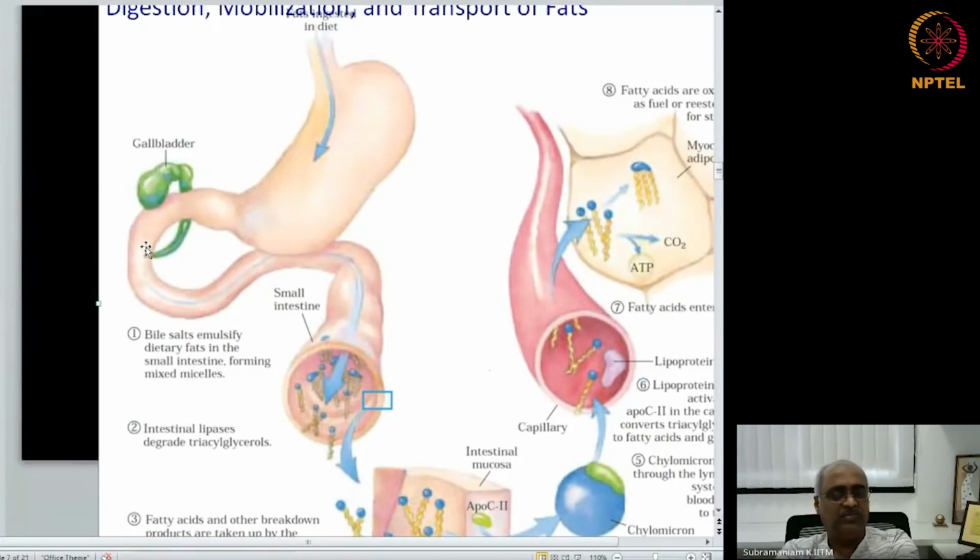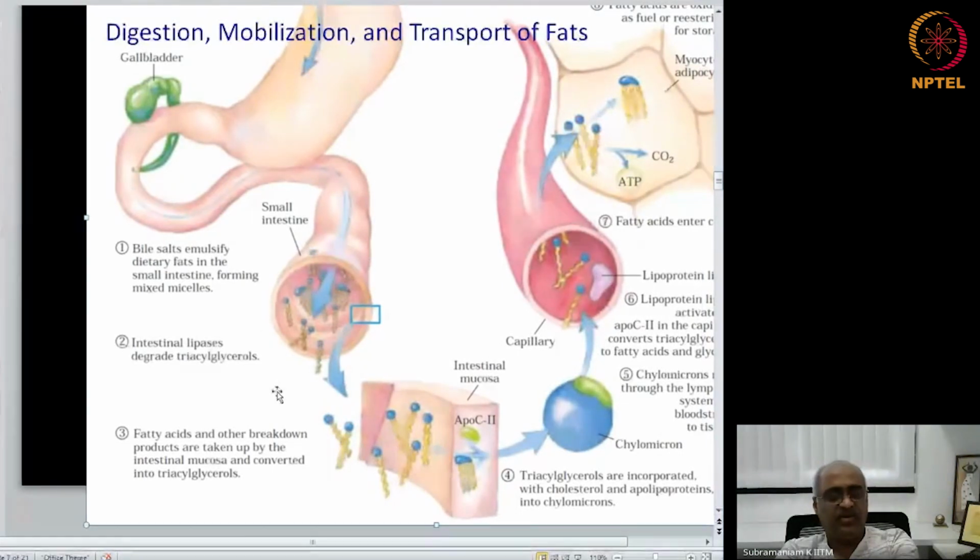Emulsification means the large fat aggregates are converted into smaller micelles. Micelles mean lipids distributed in water in small particles or droplet-like things. That increases the surface area of the fat for the action of intestinal lipases. So the first step is emulsification, and the second step is intestinal lipases. These are going to hydrolyze the triacylglycerol into glycerol and free fatty acids.